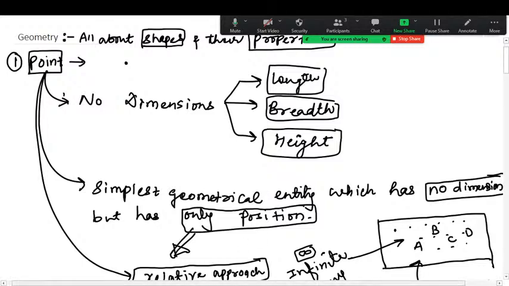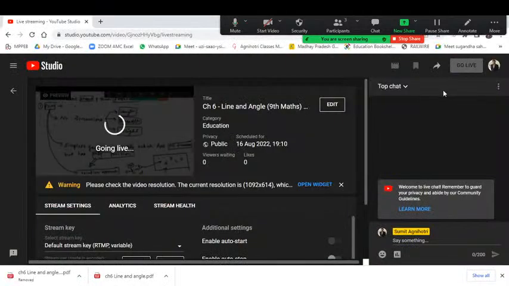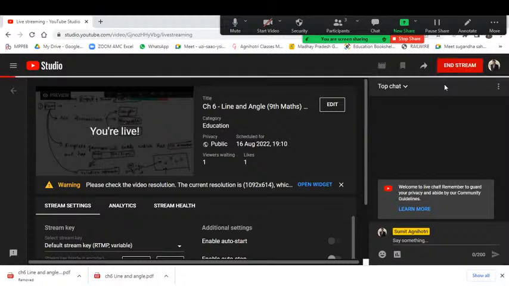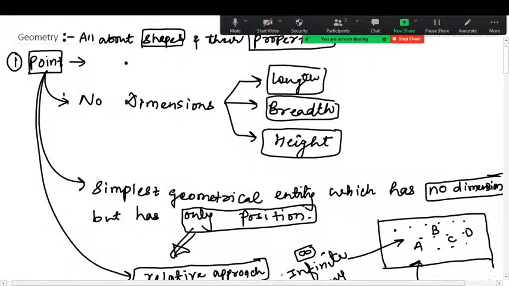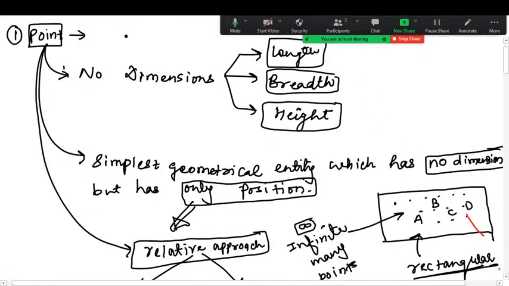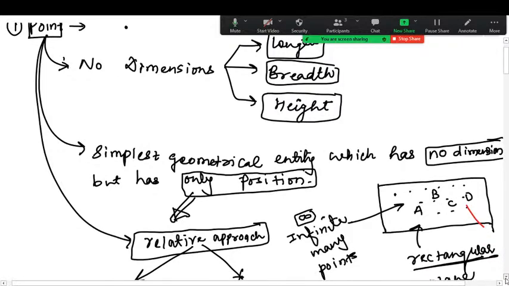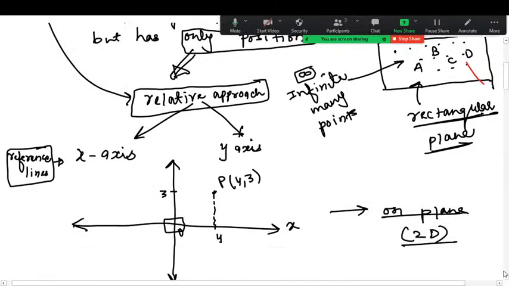Line, ray, all other entities are actually made up of this entity that is known as point. Okay, is it clear? Then we covered what the line is, and under the line we covered that line is made up of many points.